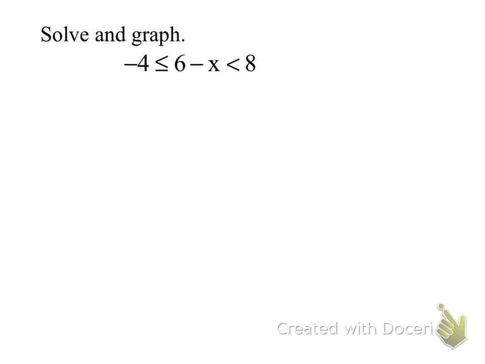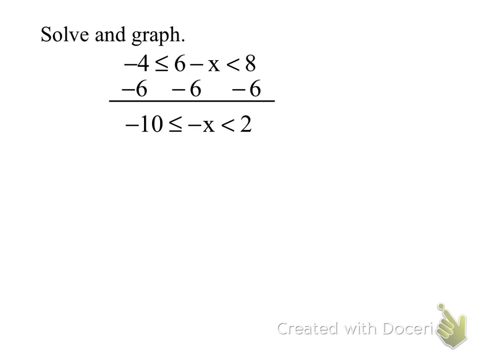I want to know how do you prove yourself. Subtract 6 from all 3 sides. Right, so we are subtracting 6 from all 3 sides, and then you're left with -10 is less than or equal to -x is less than 2. Good. Okay, and then you divide by -1 on all 3 sides. Good. And now what happens when you divide by -1? It becomes 10 is greater than or equal to x.